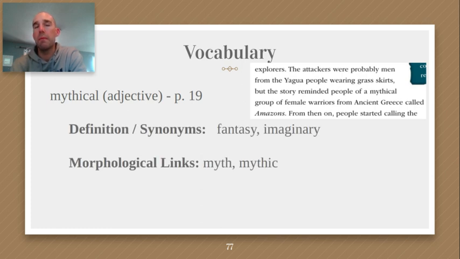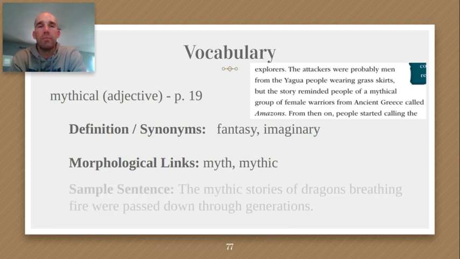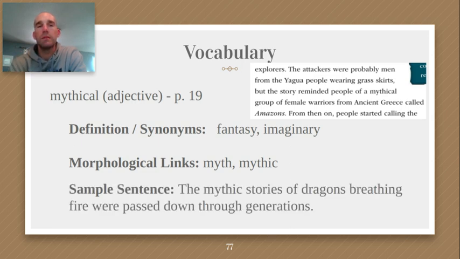So something from a myth, something mythical. The morphological link you'll see is the word mythic and the word myth. And our sample sentence says, the mythic stories of dragons breathing fire were passed down through generations. When we look at that sentence, this is a great context sentence because we know that fire-breathing dragons didn't exist, as far as we know, but they are a myth.